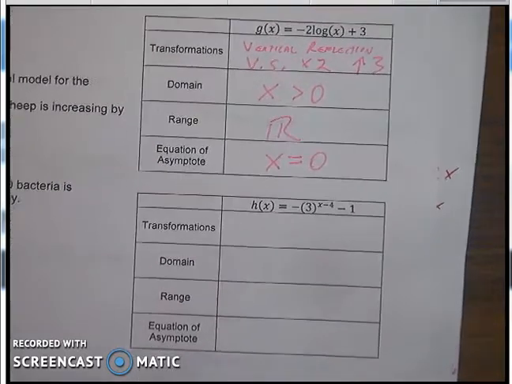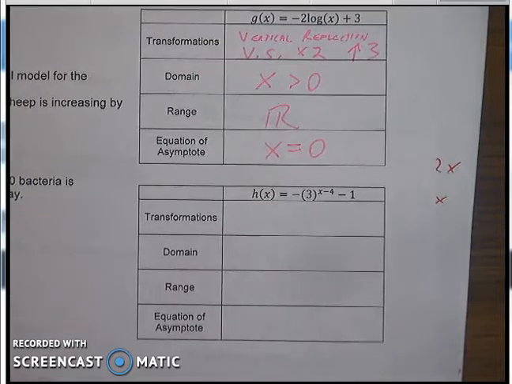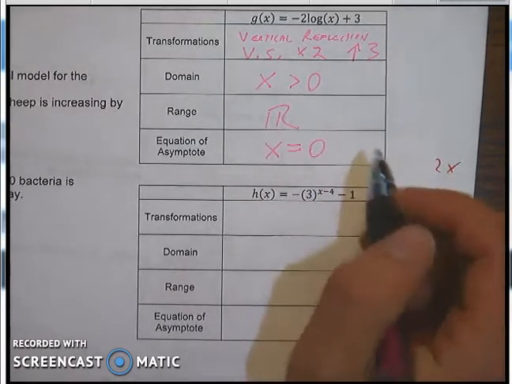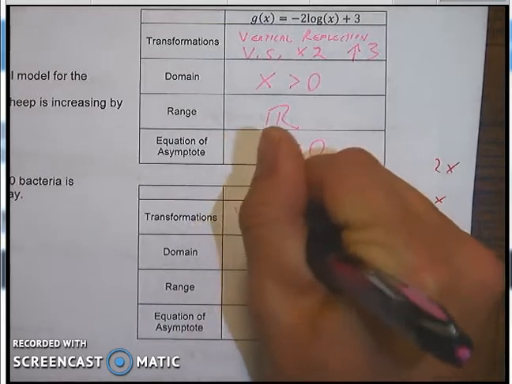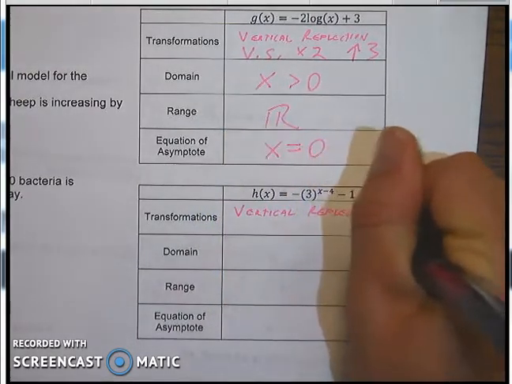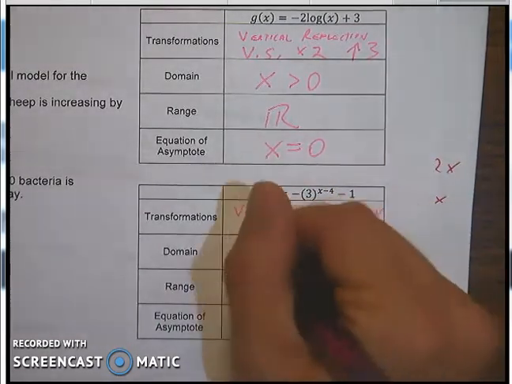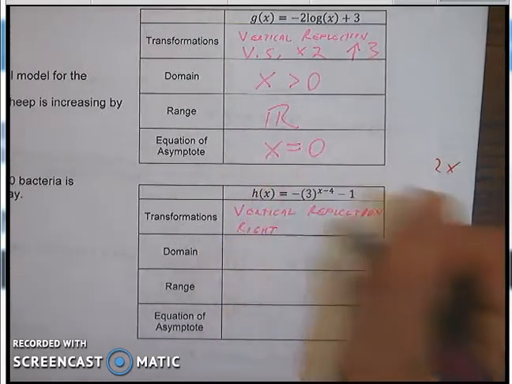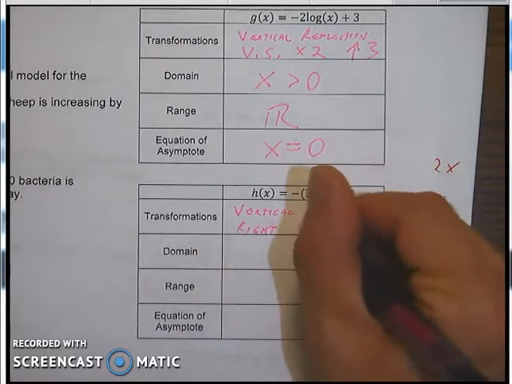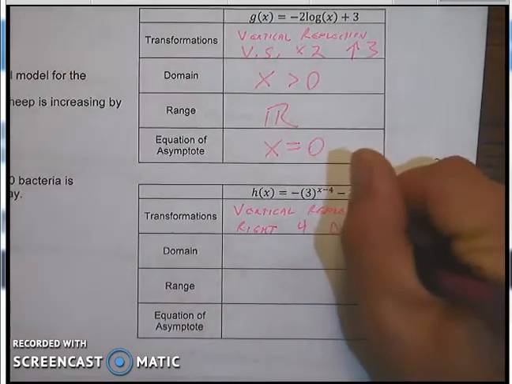I want to talk about an exponential function now. H of x equals negative 3 to the power of x minus 4 minus 1. I see 1, 2, 3 transformations there. The first one's a vertical reflection because there's a negative in front there. The second one is that minus 4. That means that it's gone right 4. And also, that minus 1 at the very end there, that means it's gone down 1.